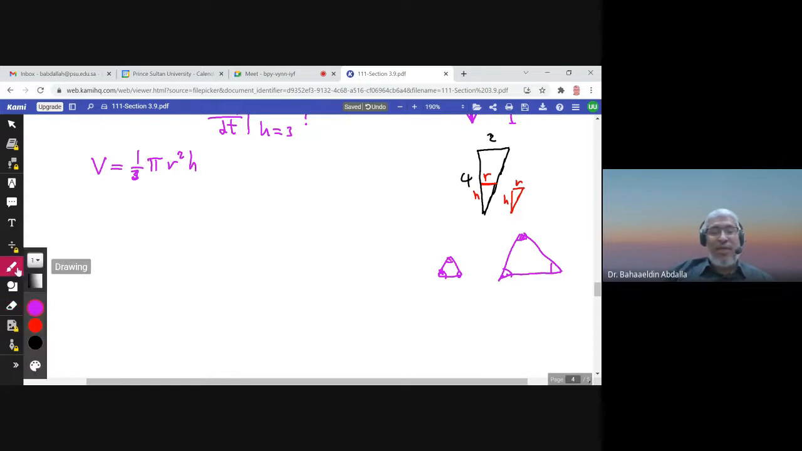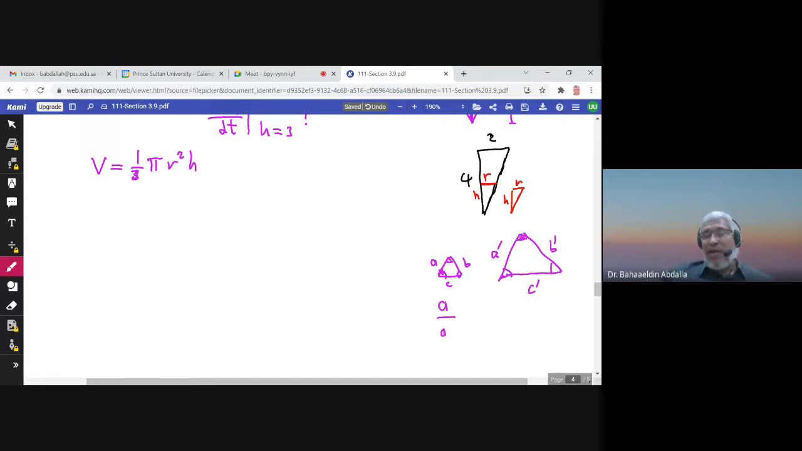That if this length of this side is A, and here B and here C, and the corresponding ones, let us call A dash, B dash and C dash, then A over A dash would be equal to B over B dash would be equal to C over C dash, or A dash over A equals B dash over B, whichever is correct. What does it mean? It means that the lengths of the sides are proportional.